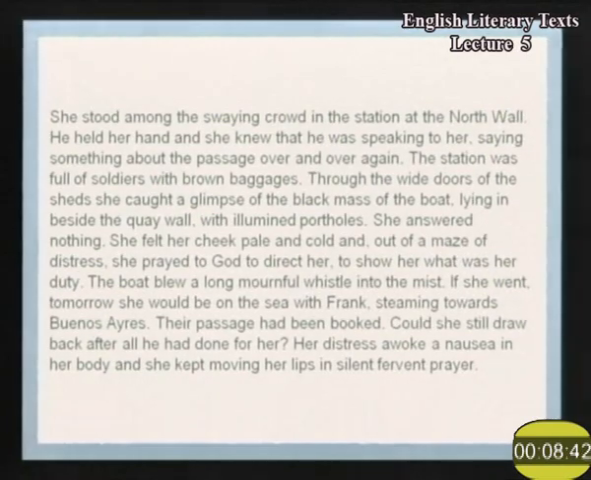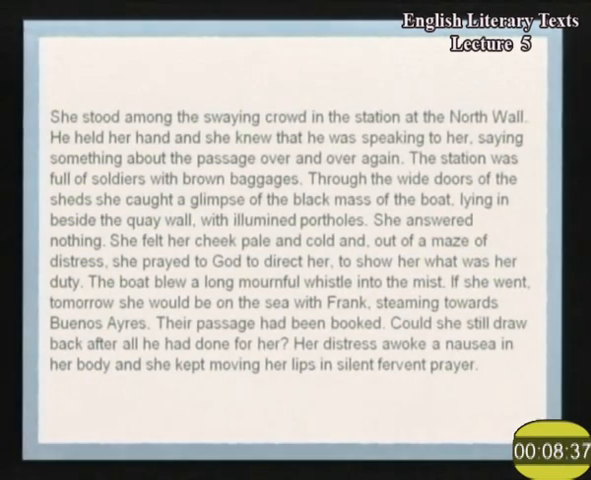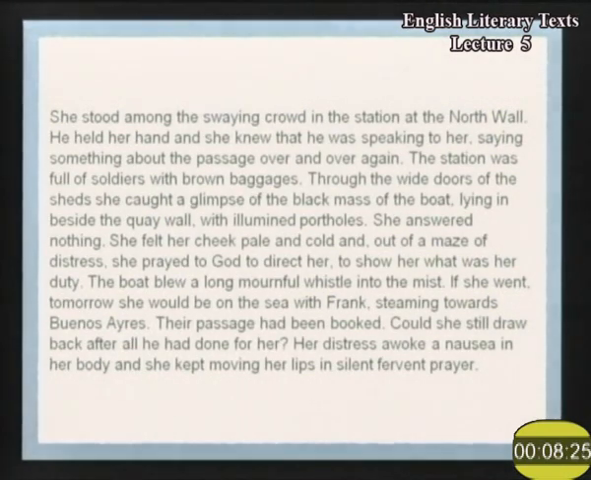One of the images that I would like you to think of is the visual image of the ship, how the ship is portrayed. Through the wide doors of the sheds, she caught a glimpse of the black mass of the boat lying in beside the quay wall with illuminated portholes. Try to imagine this visual image. She sees the boat as a total blackness, and blackness is usually associated with evil, unknown, all what you can think of, with only portholes, the round, small windows of a ship. So it's a total black mass, unknown to her, and only the portholes are lighted. It's as if it is a world that she does not know and is totally dark to her.